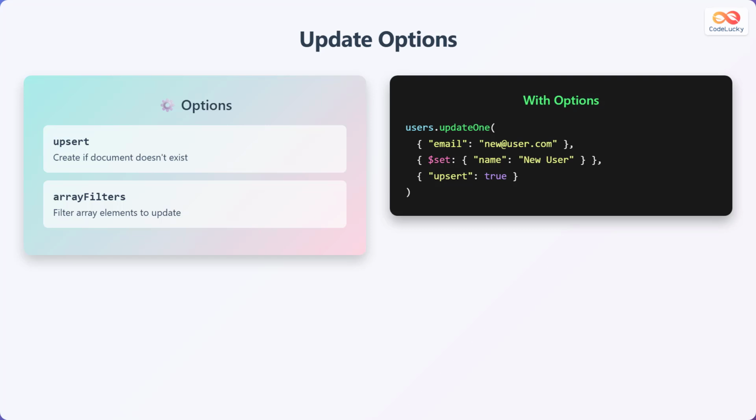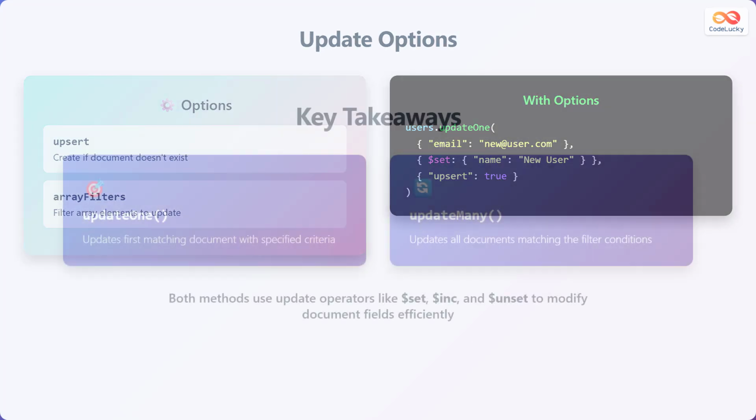For example, to update the user with the email new@user.com and set their name to new user, but create a new document if the user doesn't exist, use the following syntax. Users.updateOne parenthesis curly braces email, new@user.com, closing curly brace, comma, curly braces, $set, curly braces, name, new user, closing curly braces closing curly brace, comma, curly braces upsert, true closing curly brace, closing parenthesis.